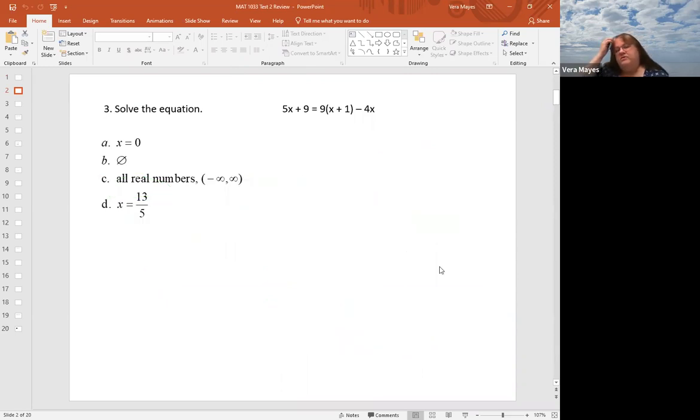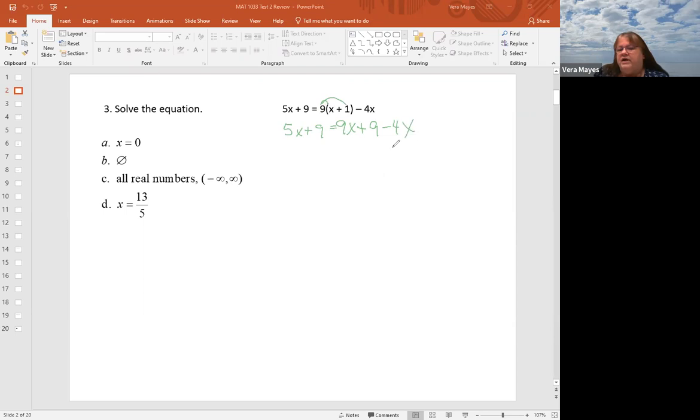All right, so now we're solving an equation. And I don't know if you guys have talked about like good old Aunt Sally or something, but we got to get rid of these parentheses before we can really do anything else, because they hide things. So let's go ahead and distribute. So this is not going to change this side. 9 times X plus 9 times 1, and then bring down the 4X.